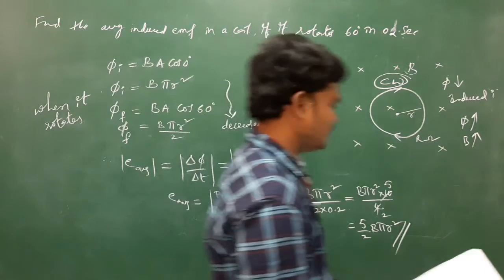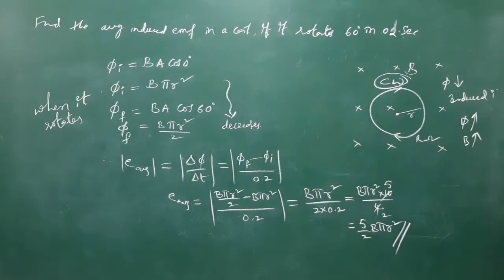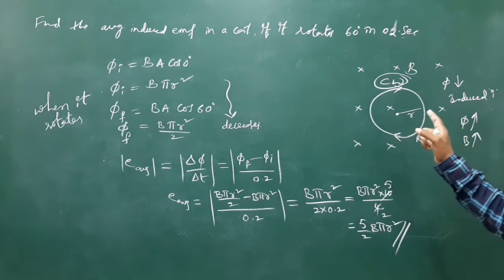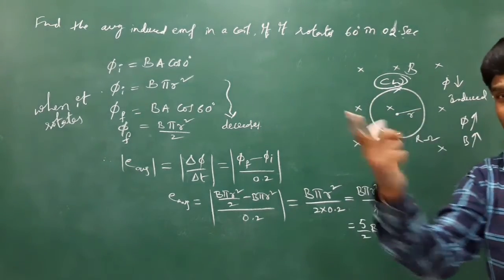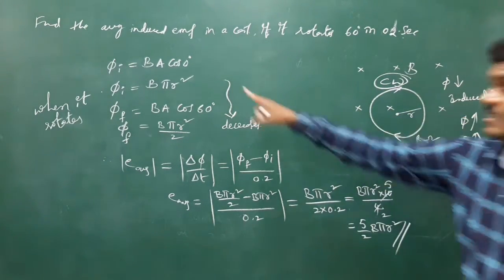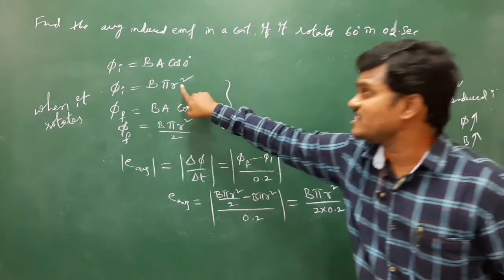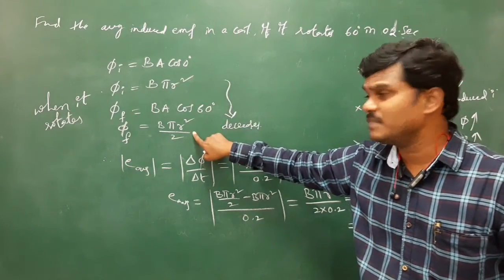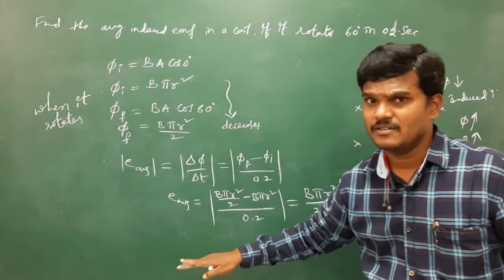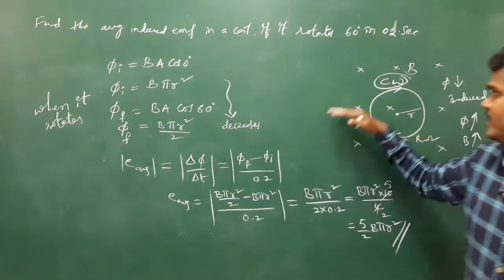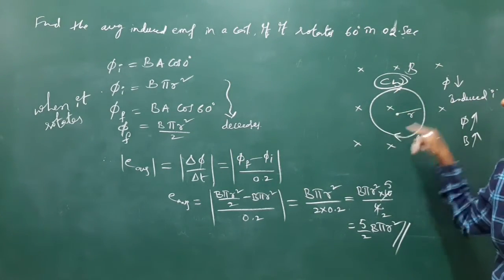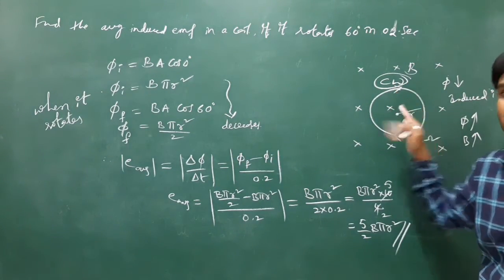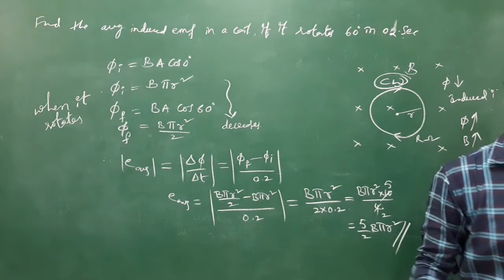Okay. Now the required answer is 5 by 2 B pi r square, and the direction of current in the loop, keep in mind, is clockwise, because once it rotates through 60 degrees, flux is decreasing. Just verify: initial flux is B pi r square, next flux is B pi r square by 2, so flux is decreasing. As the flux is decreasing, the induced current has to increase this flux. So if I put the arrow mark like this, then only the induced current will increase the flux.